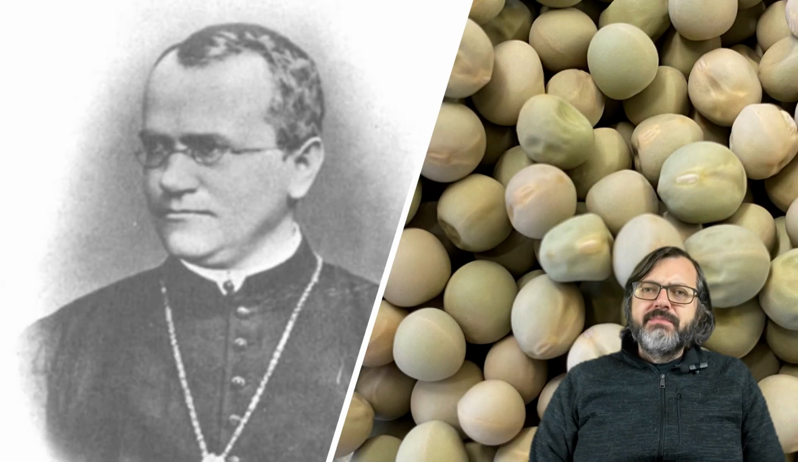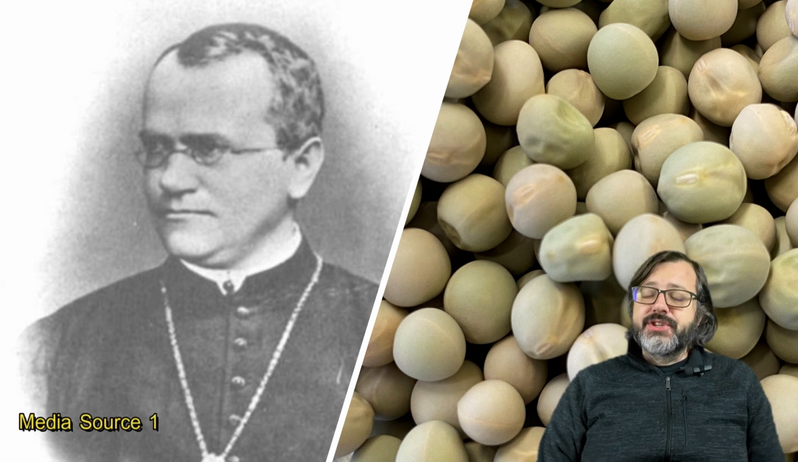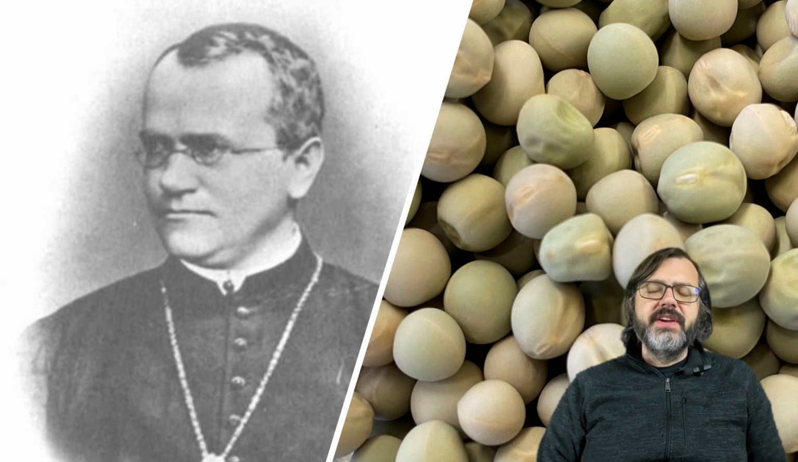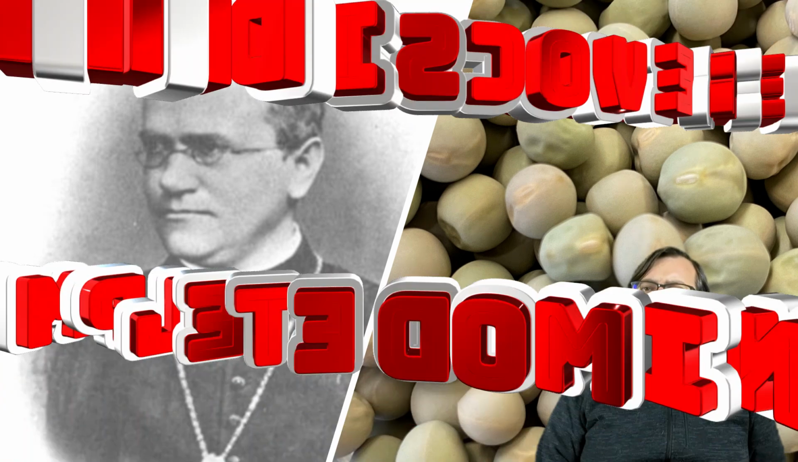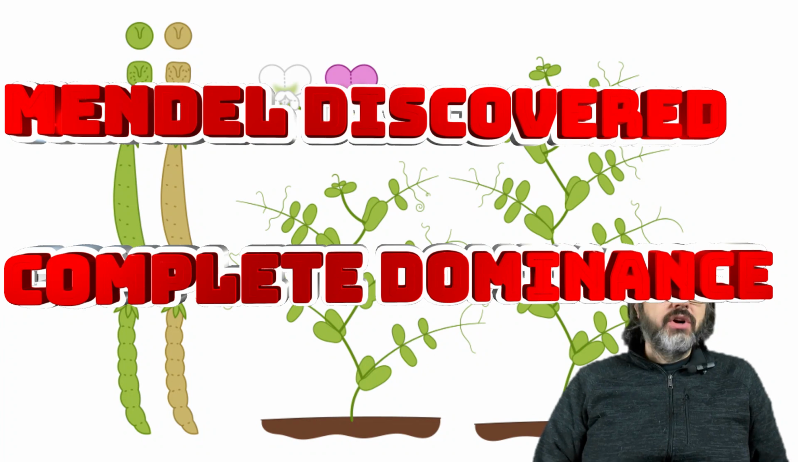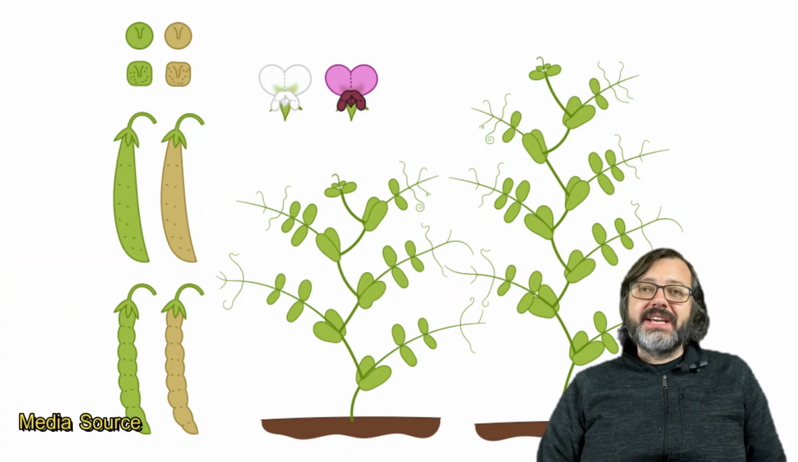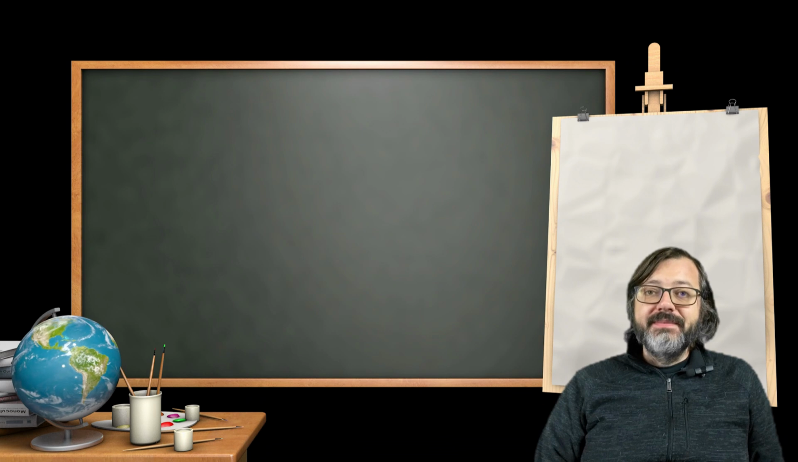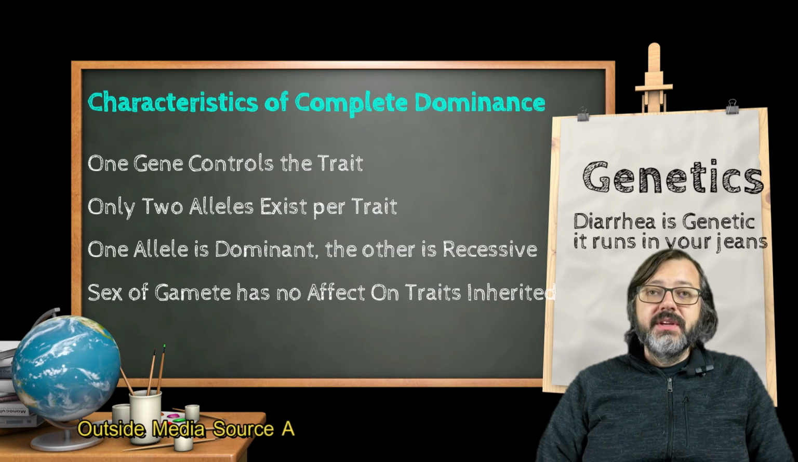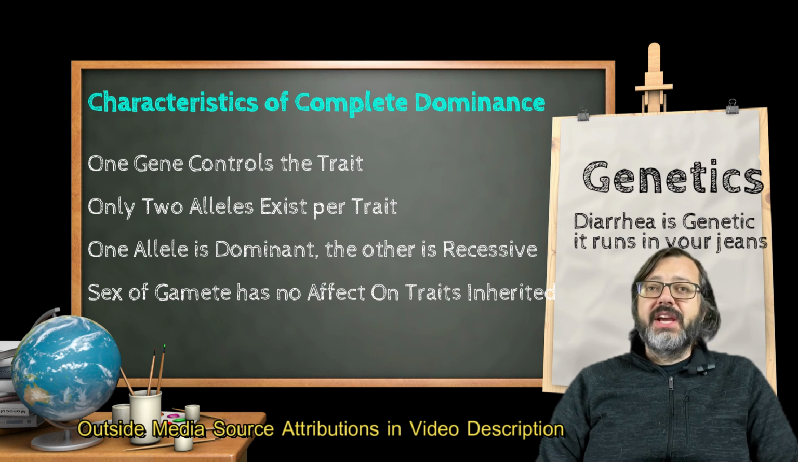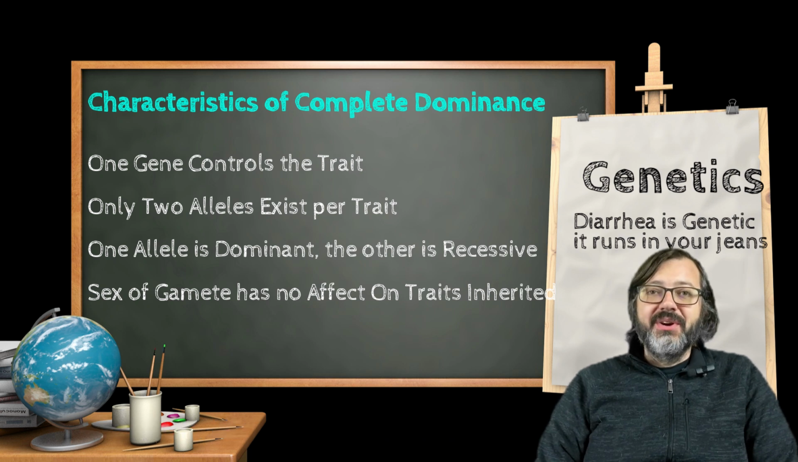While Mendel introduced the important laws of inheritance and was able to show by probability the likelihood of inheriting certain genotypes and phenotypes, he discovered but one type of inheritance, complete dominance. And all 7 pea genes tested had the same patterns that are indicative of complete dominance. They are: one gene controls the trait, only 2 alleles exist, one allele is dominant, the other is recessive, and sex of the gametes had no bearing on which trait was inherited.